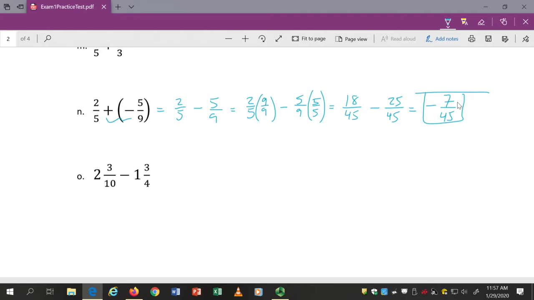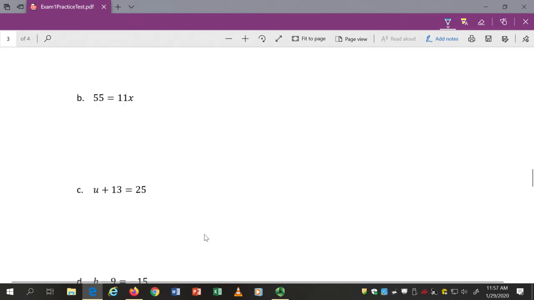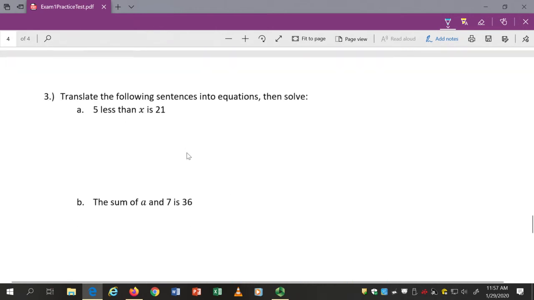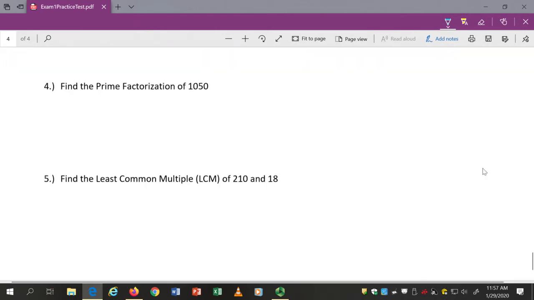Can you do the second to last one? Down with the prime factorization one? Yeah. So there's all the equations solving. For prime factorizations, I usually use trees. And I try to divide out the biggest thing I can as possible, especially like 1050. I know that thing's divisible by what?